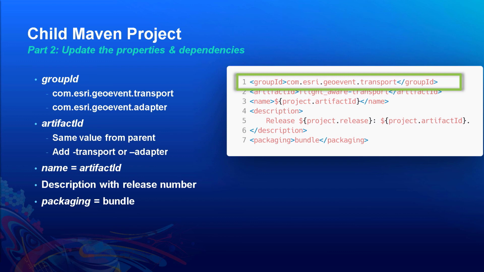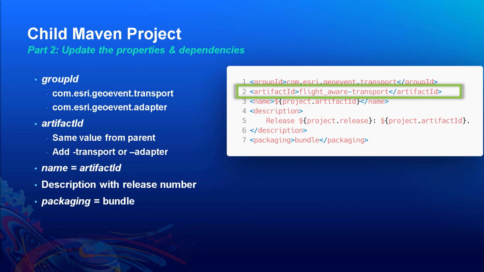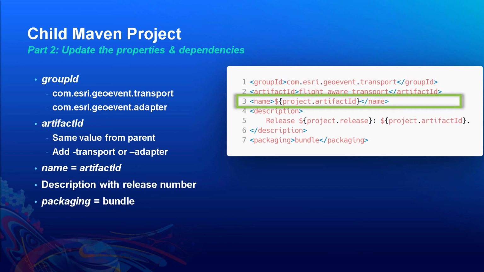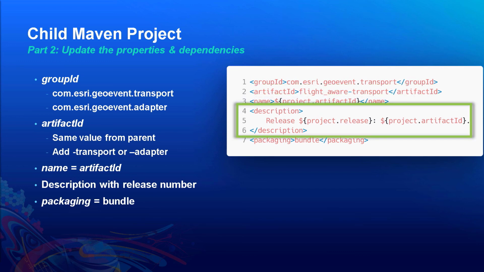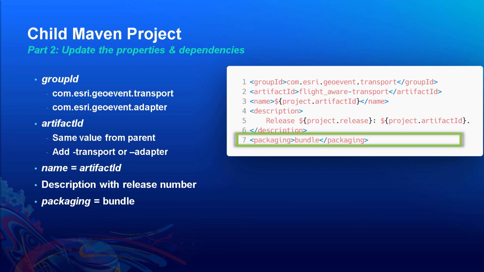Next, the group ID is set to be the path to either adapter or transport. The artifact ID is set to be the same as the parent artifact ID along with either dash adapter or dash transport. Name will use the artifact ID. We'll add a description here for a module that includes the project release token. And packaging is set to bundle, so Maven produces a jar file.